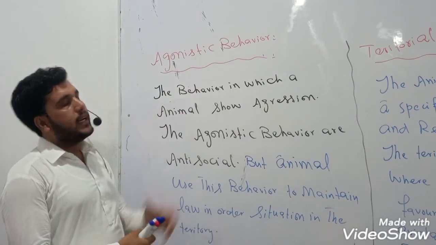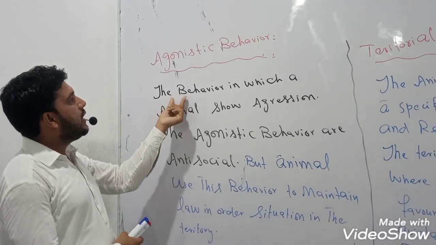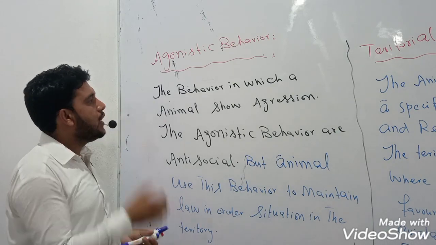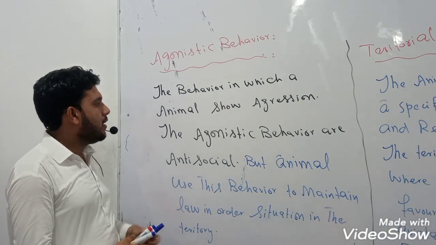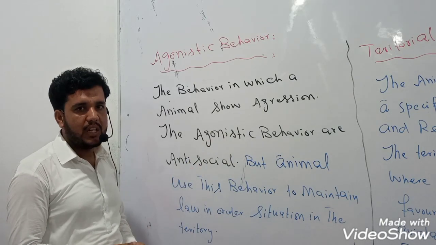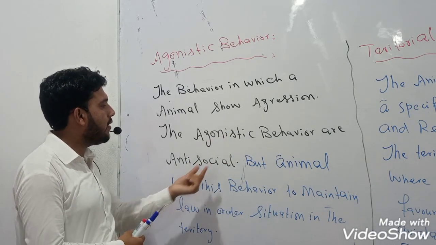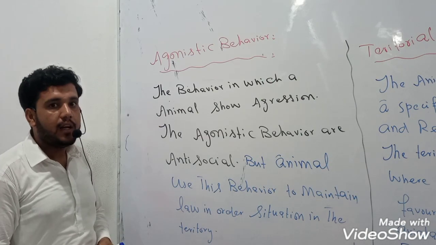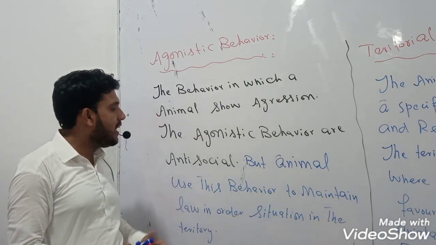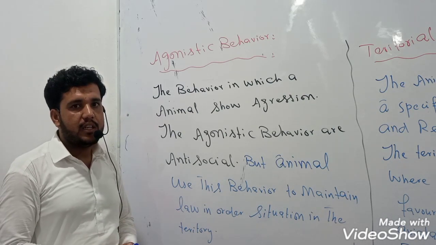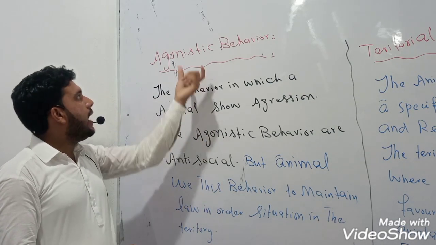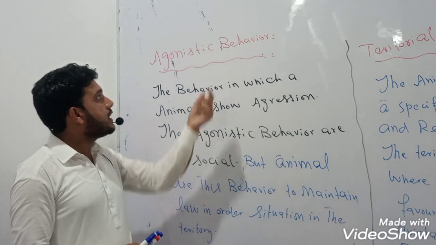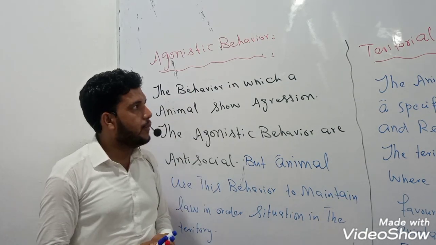Now, in social behavior, what is agonistic behavior? Agonistic behavior is behavior in which animals show aggression. Commonly, agonistic behaviors are antisocial. They are not included in the social behavior list if we observe. But animals show agonistic behavior for the purpose of maintaining law and order in the territory. In the territory, they apply agonistic behavior to maintain law and order. This type of behavior is known as agonistic behavior.